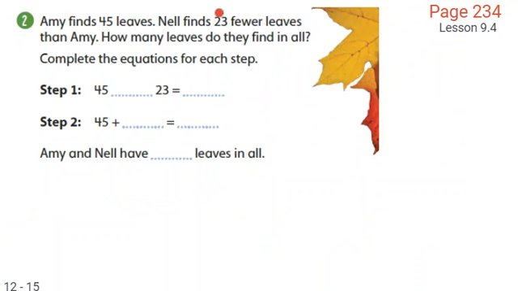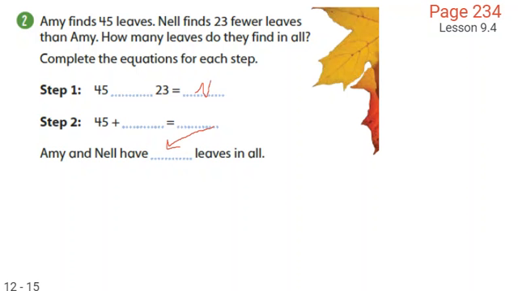So Amy finds 45 leaves, and Nell finds 23 fewer. So do we subtract? 23 fewer leaves, so is this a subtraction? This new number, does it go here or here? So Amy and Nell have how many leaves in total? Well, that's going to be this here.